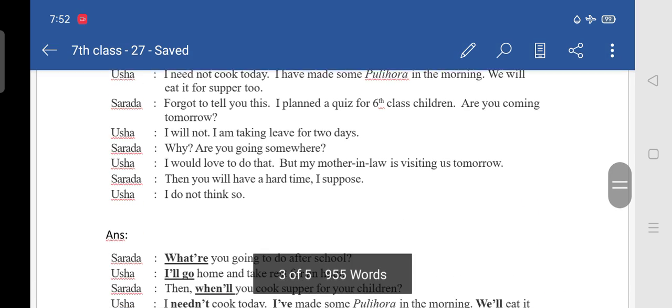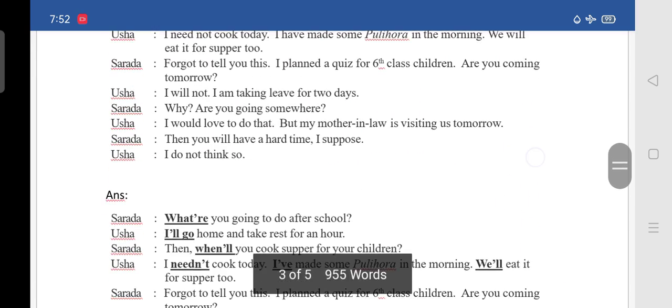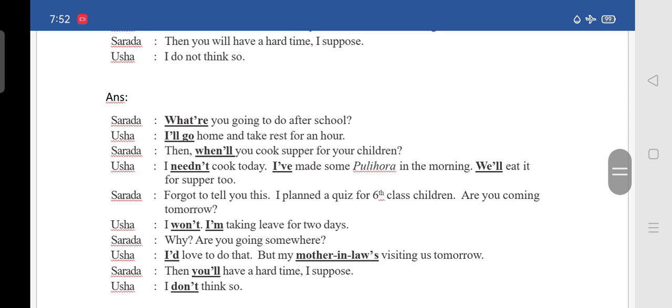So instead of "what are," we will be writing here "what're," isn't it? What are you going to do after school? The second sentence, I will go home and take rest for an hour. That is the actual sentence.